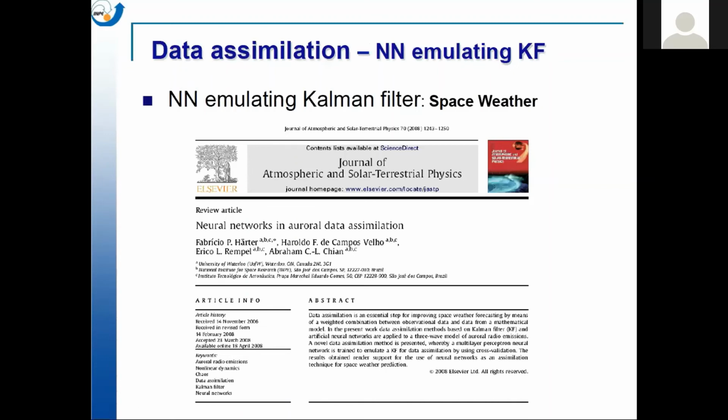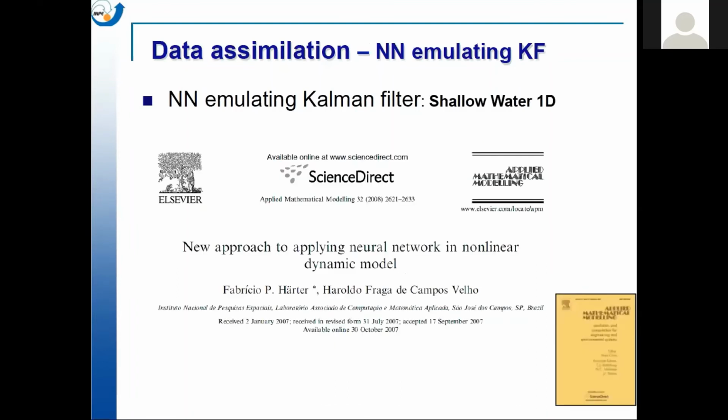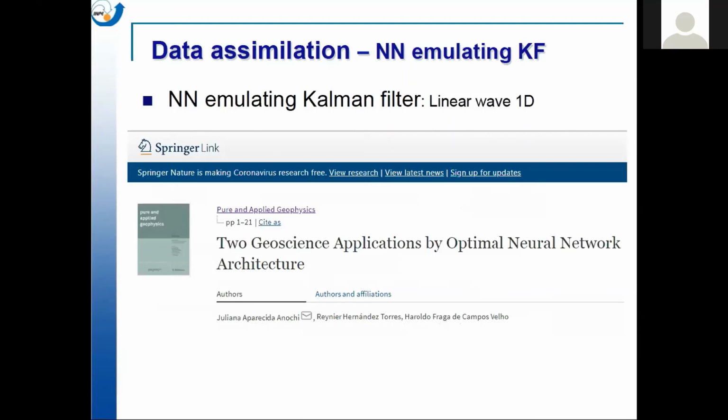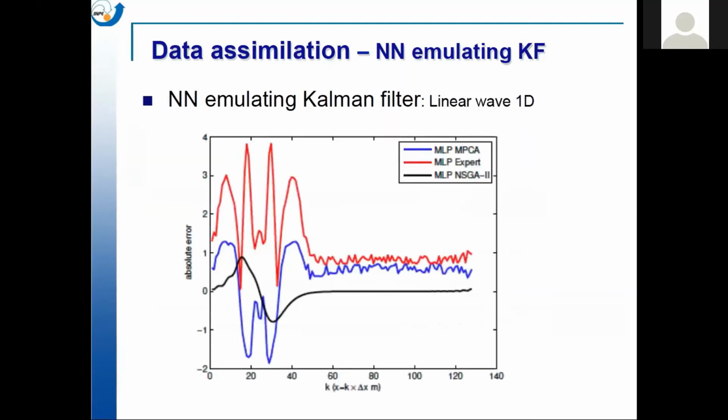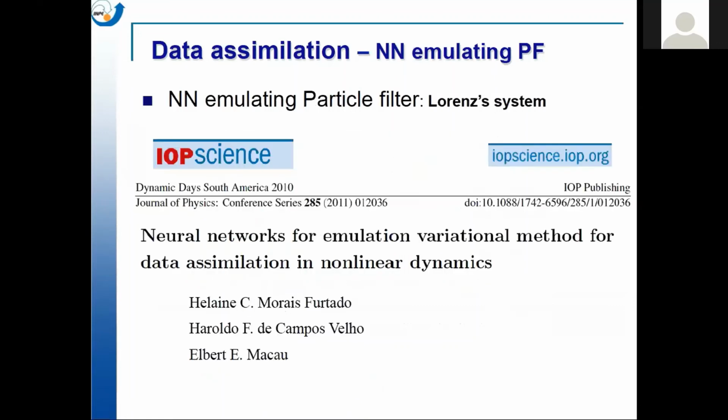Okay, you can use a neural network emulating the Kalman filter in space weather. This is a neural network for auroral data assimilation, and this is our previous result, published in Applied Mathematical Modeling: a new approach for applying neural networks in nonlinear dynamical models. Here again, the neural network is trained and configured to emulate the Kalman filter results. This other one is a little bit different, but it also tries to emulate the Kalman filter, using a different approach for the neural network.